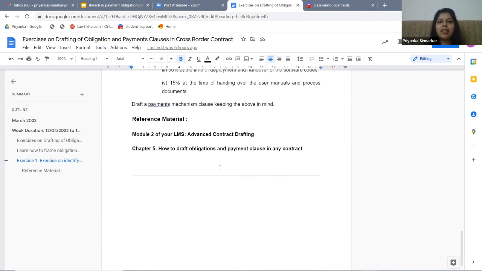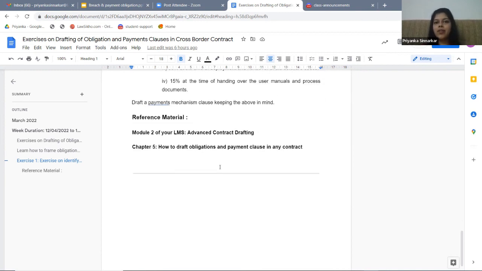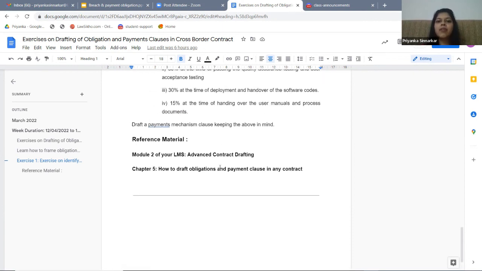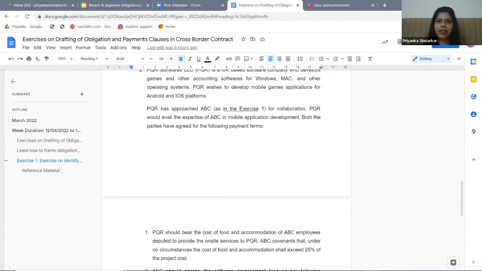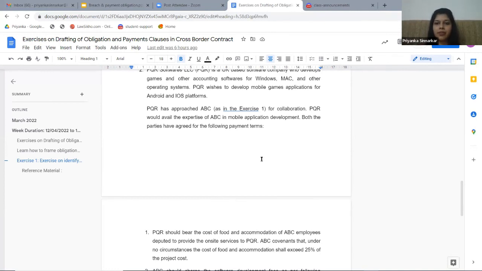As your reference material, you can go to advanced contract drafting and use module 2 and how to draft obligations and payment clause in any contract. You can also refer to the slides of this class that we will be sharing with you shortly. Okay, you can't access the advanced contract drafting course, but don't worry, I will get this module uploaded on your LMS portal.